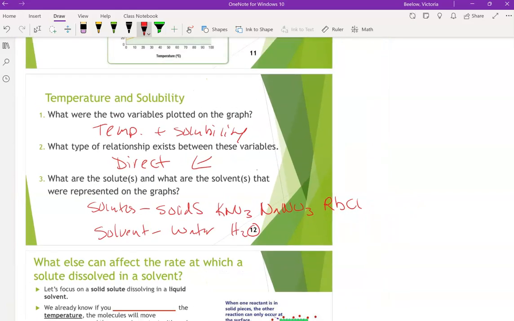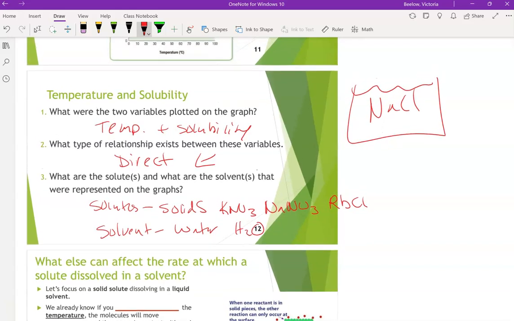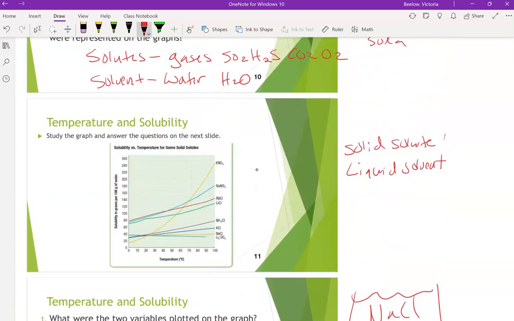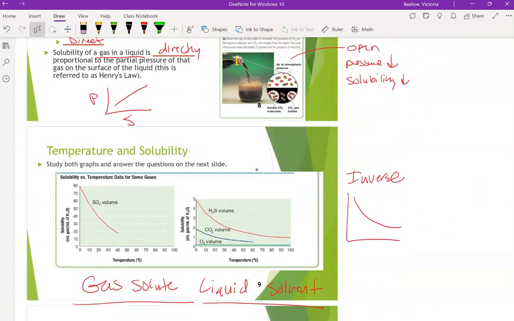All right, and this makes a lot of sense. Most of us, if we're talking about salt, NaCl, in let's say a cup of water, we know that it would dissolve faster if we were to heat it up. Like it would be more soluble. It's kind of the same thing as if you put sugar in coffee, it's going to dissolve more easily in hot coffee than in cold coffee. So again, this is for a solid solute and a liquid solvent. This situation up here was for a gas solute and a liquid solvent.